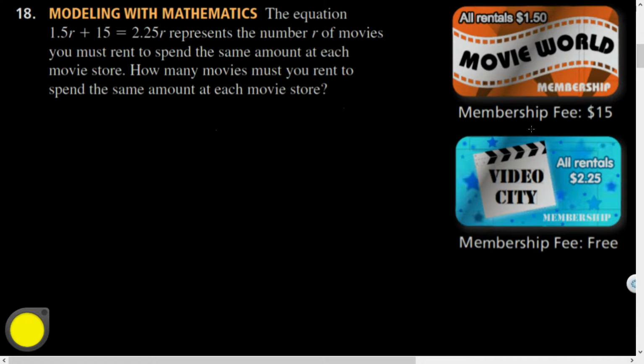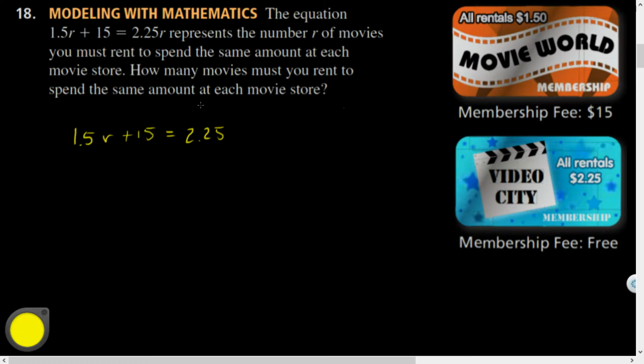Let's take a look at this one. Movies. The equation 15 plus 1.5r equals 2.25r, where r represents the number of movies. Why is it r? Oh, for rental? People don't even rent anymore. Oh, I guess there's Redbox. The number of movies you rent to spend the same amount of money at each movie store. How many movies must you rent to spend the same amount at each?